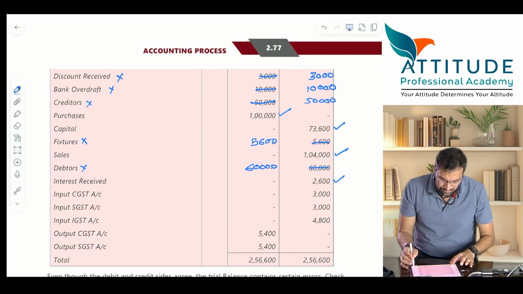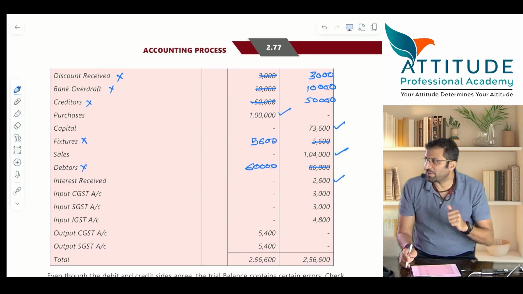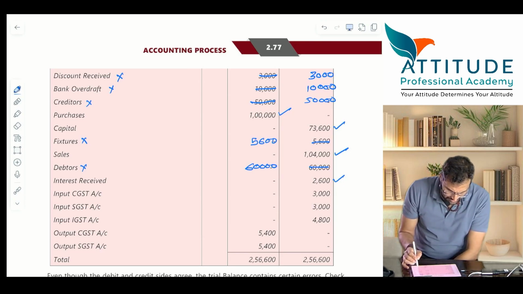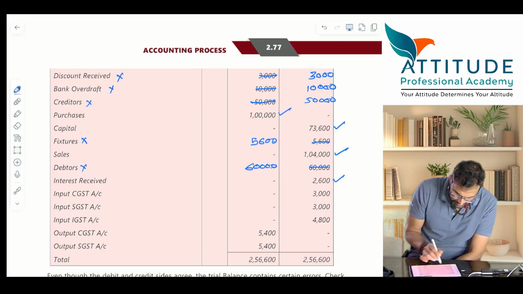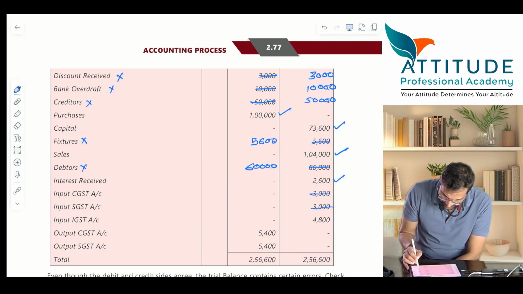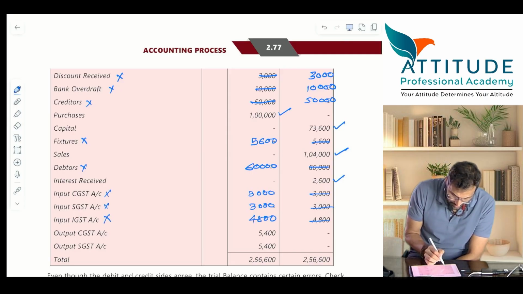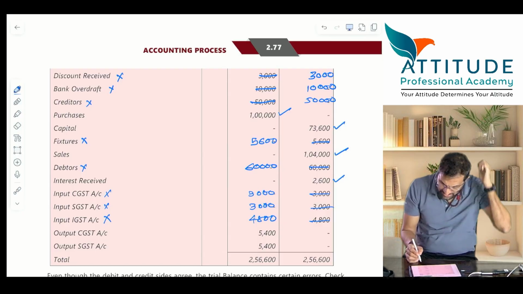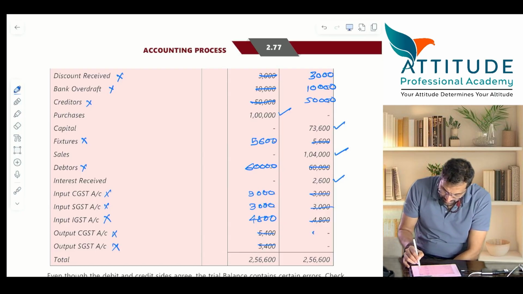Input GST. Why? Input GST is an asset. Money to be received from the government. Is that clear? Any input is an asset. Tell me, this 3,000 input, all of these are input, right? All three should come on the asset side, sorry, the debit side. Anyway, it's an asset only. What is output GST? Payable to the government. So this is also given wrongly.